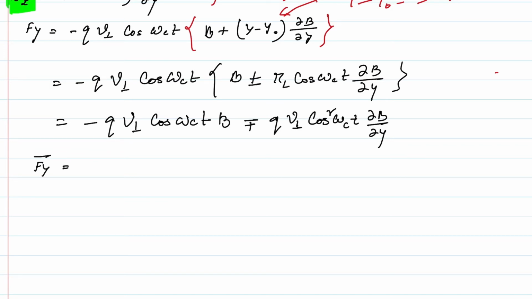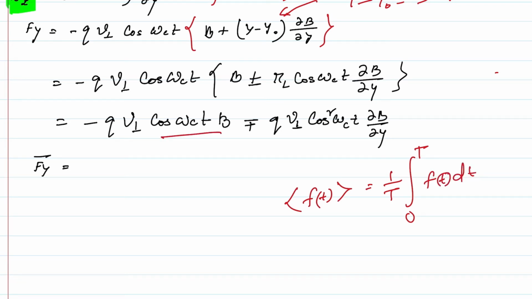Then how to find the average? Now you see how to find the average of a function of t. Suppose we have a function of t, f of t, then how to find the average of this? 1 by T, where capital T represents the time period, integration 0 to T of f of t dt. That's how we can find. So how to find the average of cos omega c t?